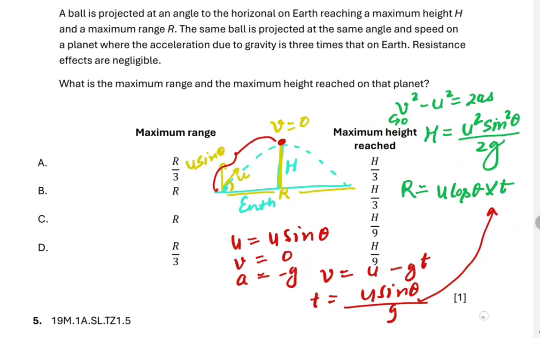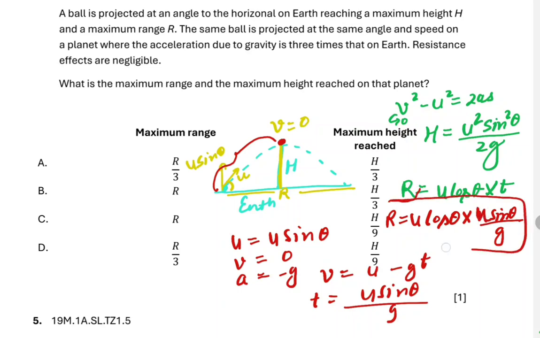So if I put the value here, the range on Earth has this formula: u cos theta into 2u sine theta over g. Okay, over g, sorry, my bad. Cool. So this is the range formula, and this is the formula for maximum height.